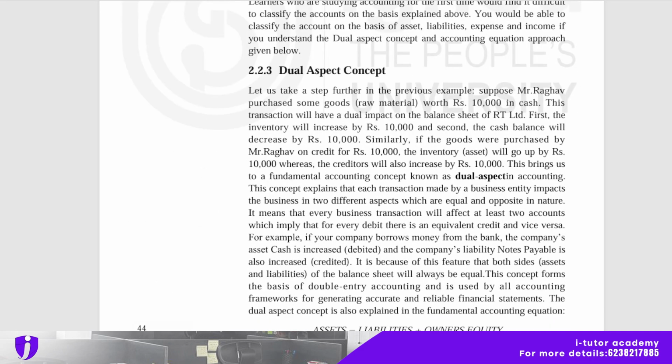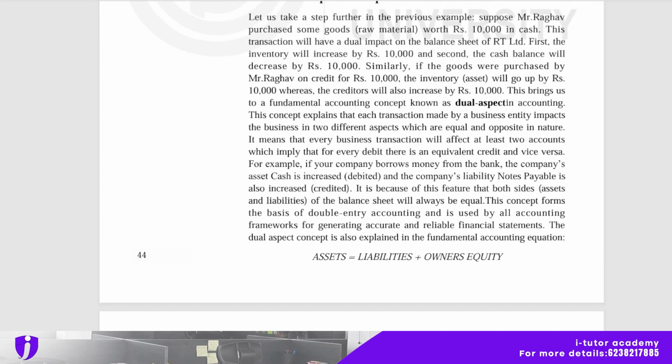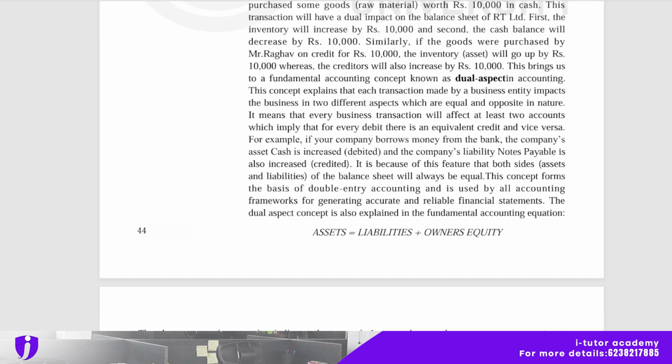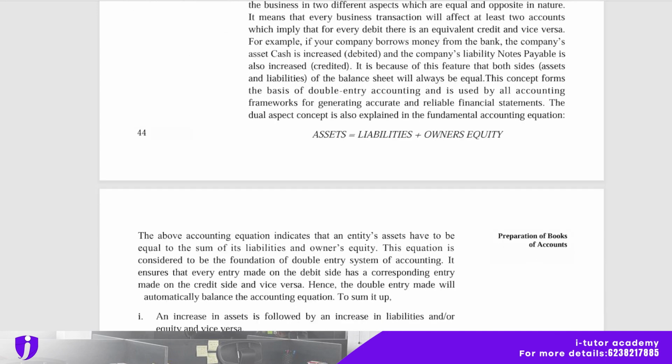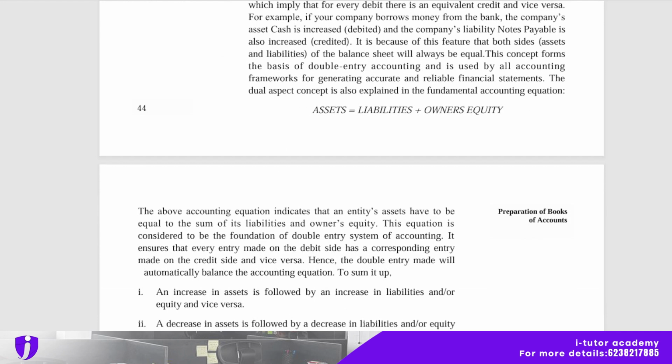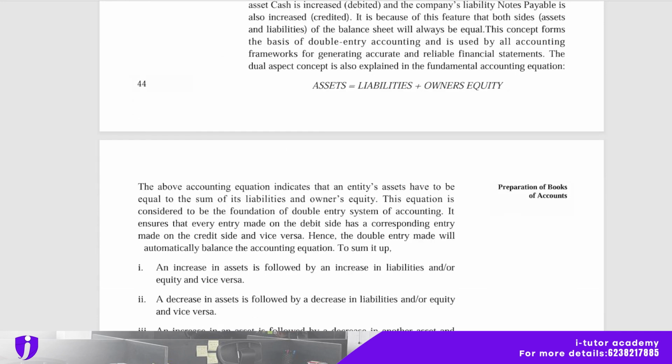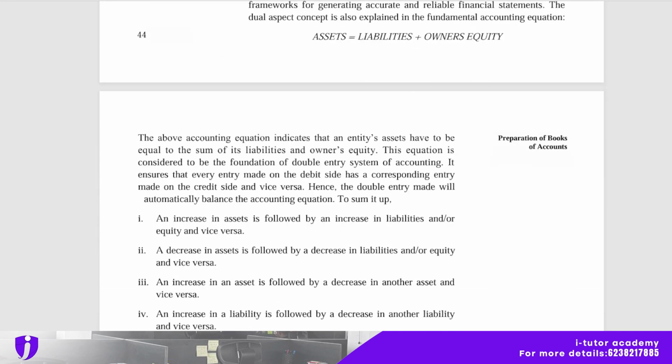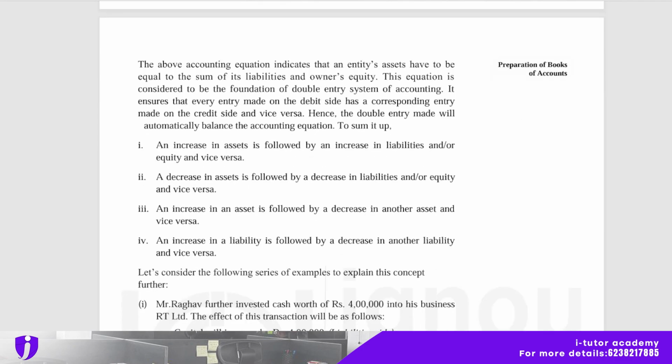Dual aspect concept. Let us take a step further in the previous example. Suppose Mr. Raghav, there is an example of the dual aspect concept. You just go through it. Asset is equal to liability plus owner's equity. The above accounting equation indicates that the entity's assets have to be equal to the sum of its liability and owner's equity. This equation is considered to be the foundation of the double entry system of accounting.